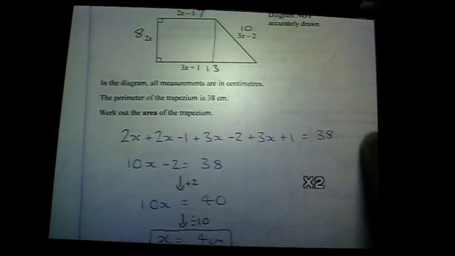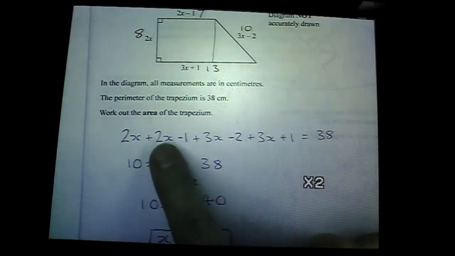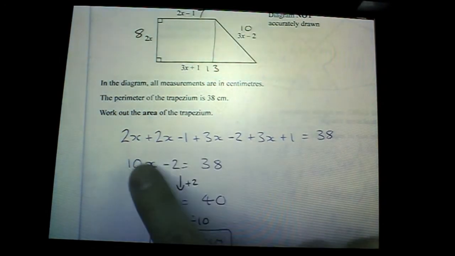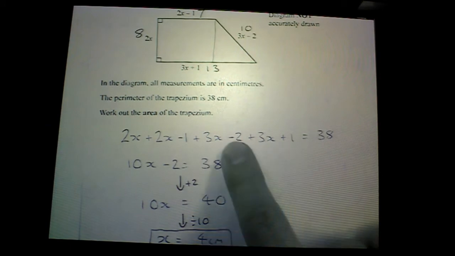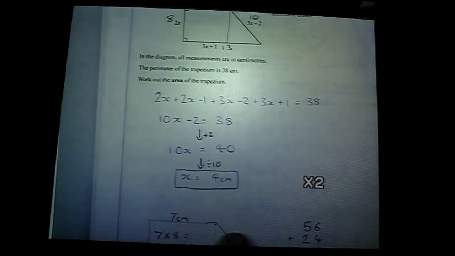Now you need to group your x's and your numbers. So there's 2x, that's 4, 5, 6, 7, 8, 9, 10. So 10x, take away 1, add 1 is 0, minus 2. So 10x take 2 is 38. Then you need to do a little bit of algebra with this. Add 2 to both sides. So 10x is 40. And divide by 10, so x equals 4.